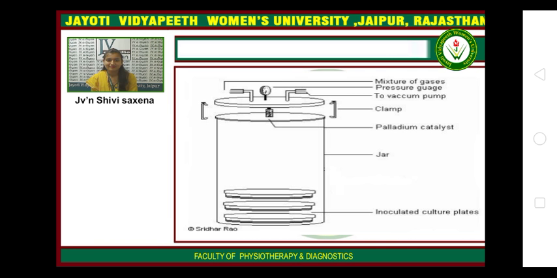This is a diagram of the McIntosh jar. Firstly, a cylinder of mixture of gases, and then pressure gauge and vacuum pumps and clamp, then palladium catalyst, jar and inoculated culture plates.